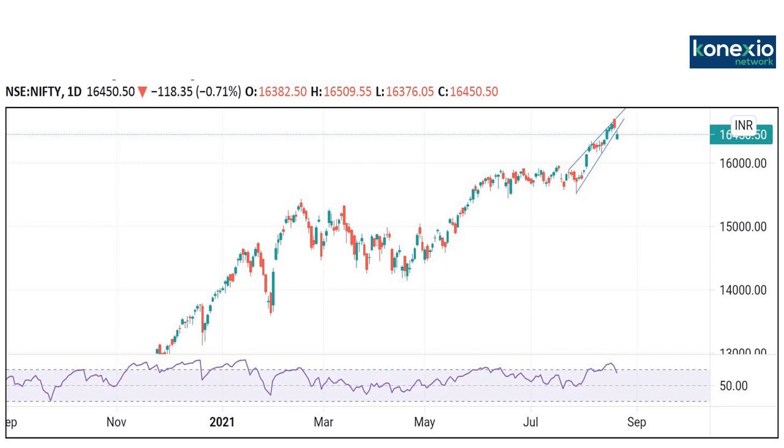So we might see a highly volatile session. The sessions would be sideways to negative. So one needs to be cautious at these levels. Now let us discuss the important support and resistance in the Nifty for the next week.